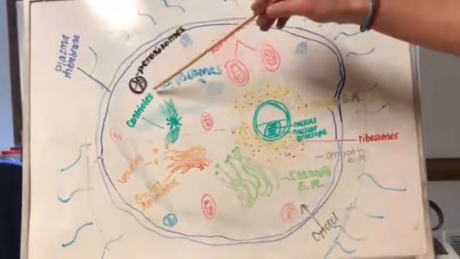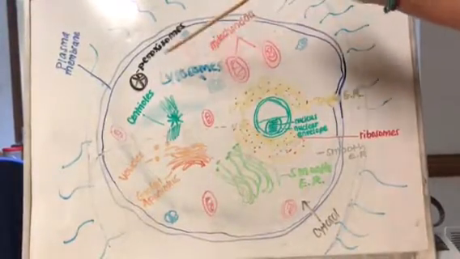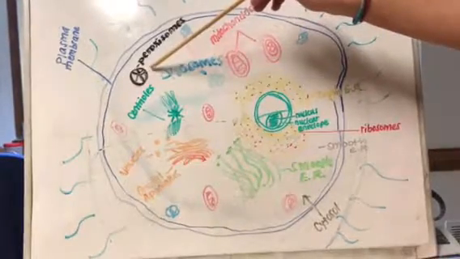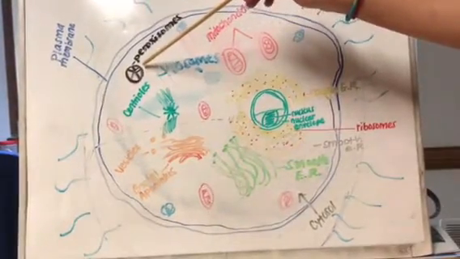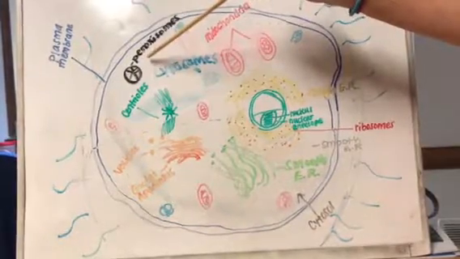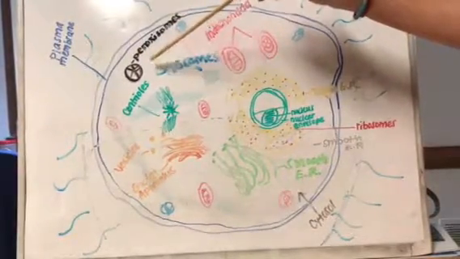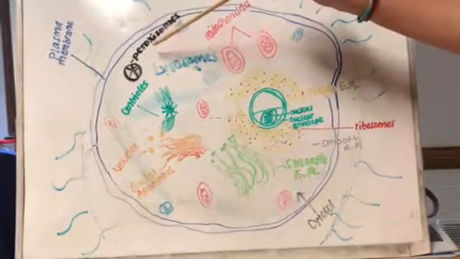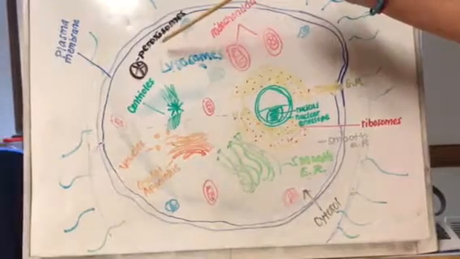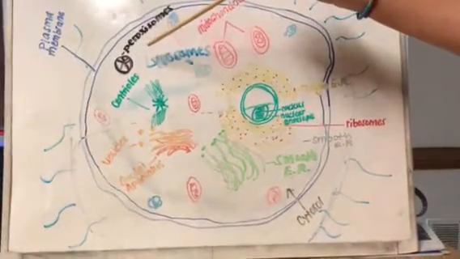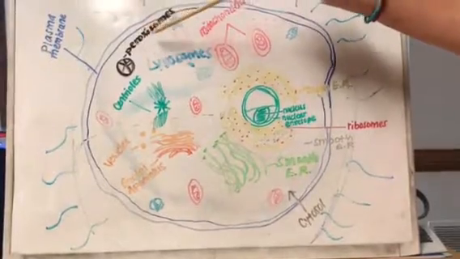Peroxisomes are produced by the endoplasmic reticulum, the ER, and they help to detoxify the cytosol. They also use molecular oxygen to oxidize organic material, and they create hydrogen peroxide. That's where we get it from. They're especially abundant in the liver and kidney cells, and that's why they're used to detoxify things like that.